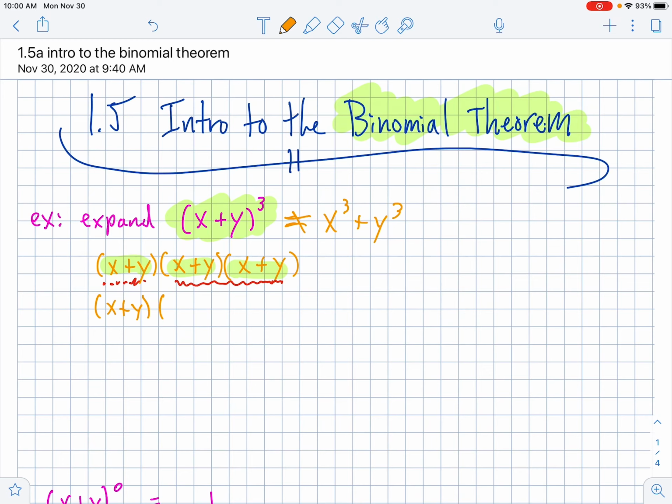Hope I left myself enough room. (x plus y) times (x plus y). Well, first it would be x squared, and then you would get xy plus xy, so that's plus 2xy, and then this would be y squared.